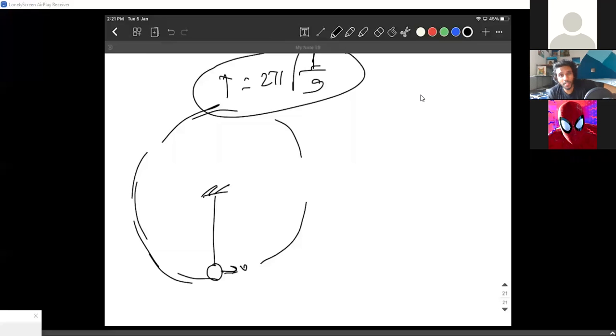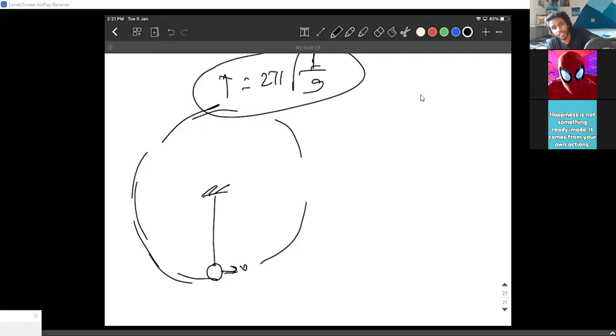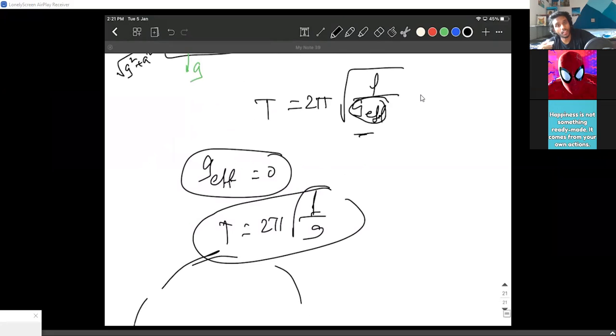So technically speaking, the simple pendulum will have a time period even when there is no gravity, even when g is zero. But it won't be the time period of an oscillation. Exactly. There will be a time period, but the time period for a circular motion, that's all. It's not a time period for an oscillation. g effective will be 0 in a satellite, so that is just another problem.